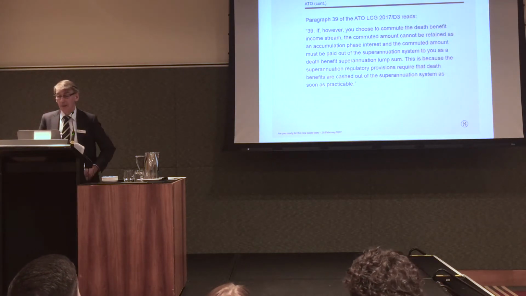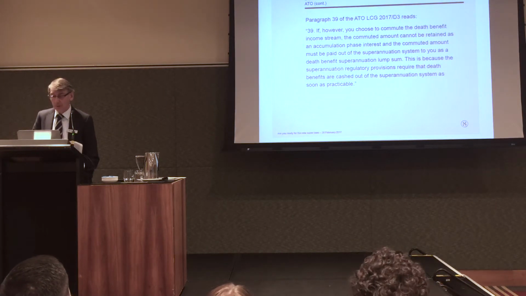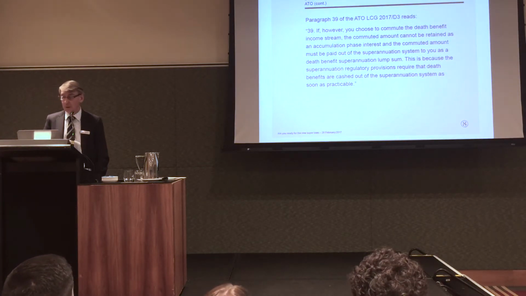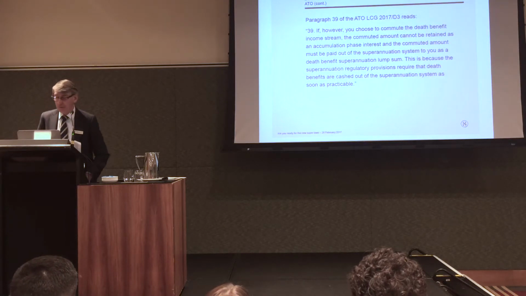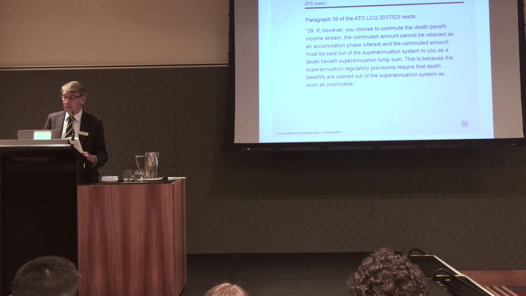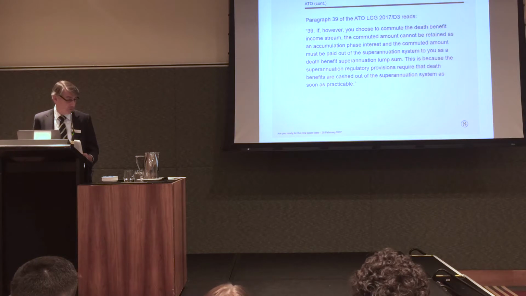Paragraph 39. If, however, you choose to commute the death benefit income stream, the commuted amount cannot be retained as an accumulation phase interest, and the commuted amount must be paid out of the superannuation system to you as a death benefit superannuation lump sum. This is because the superannuation regulatory provisions require that death benefits are cashed out of the superannuation system as soon as practicable.